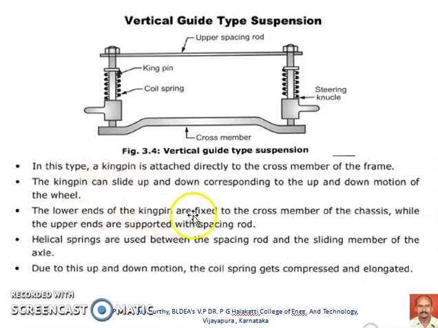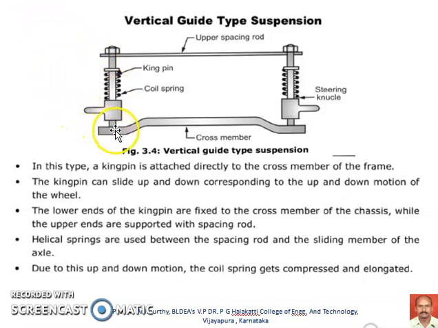And the lower ends of the kingpin are fixed to the cross members. Means this is the lower end of the kingpin and they are fixed to the cross members. And the helical springs are used between this spacing rod and the sliding member. This is the sliding member of the axle, and due to the up and down motion, the coil spring gets compressed and elongated. This gives the suspension action where the shocks will be absorbed.